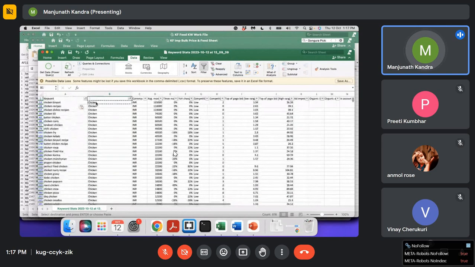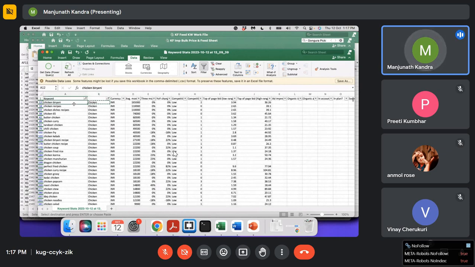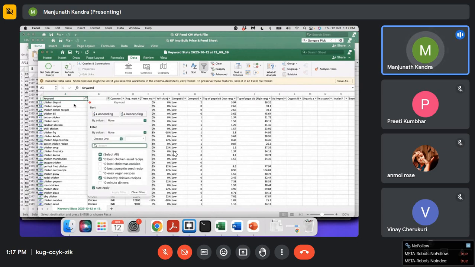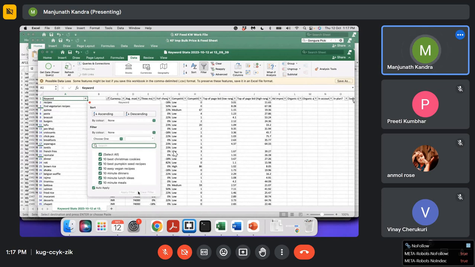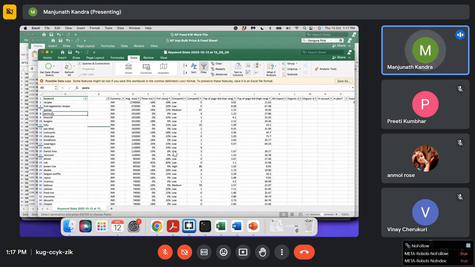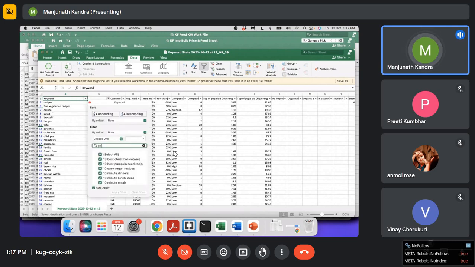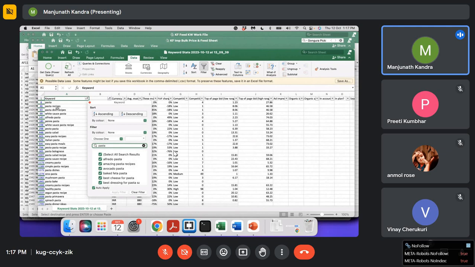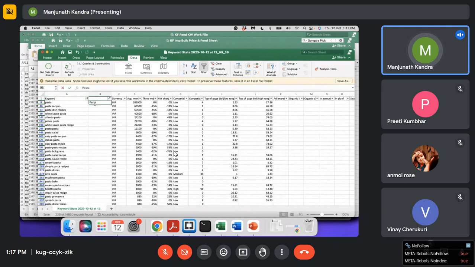So I'm going to interpret something out of this data. So look at this. After chicken, I'll remove this filter and I'll see again other variations. So clear filter and pasta. I found pasta. So I'll just again find pasta, P-A-S-T-A. All these are about pasta. So I'm going to put pasta.